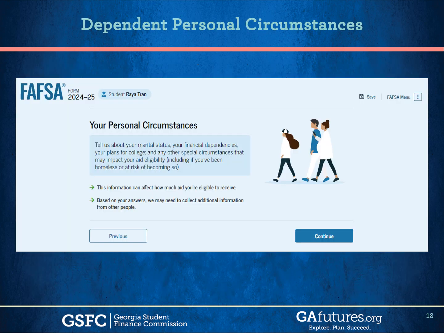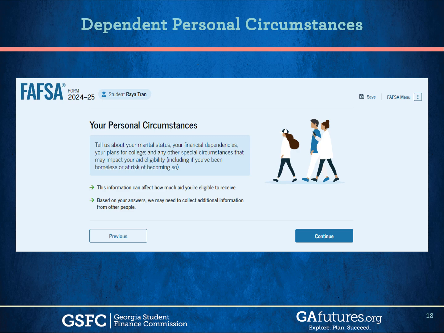Let's delve into the specific sections of the FAFSA form. The first section is the personal circumstance section, where it is determined if the student is considered dependent or independent. Dependent students are required to provide information about their parents on the FAFSA form. Independent students will not need parental information. Additionally, in this section, we will determine which parents are required to complete the parent section of the FAFSA. This is applicable only to dependent students.